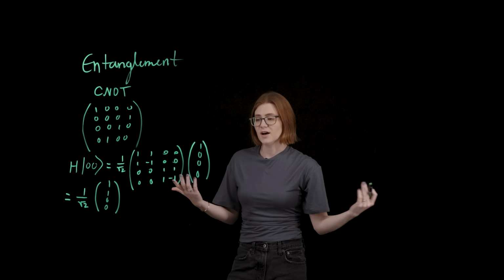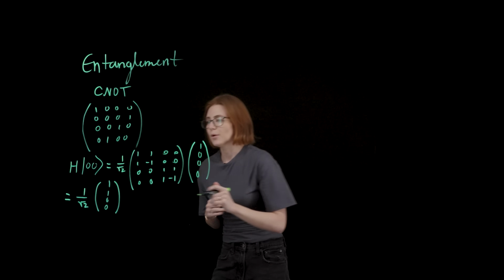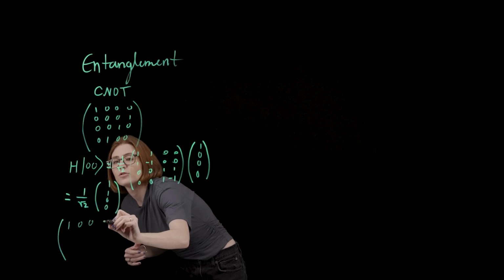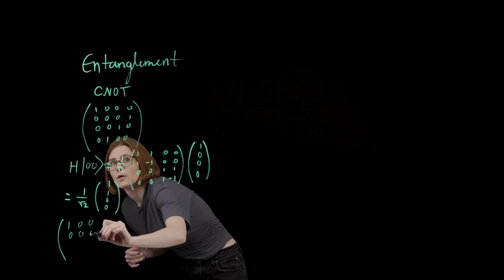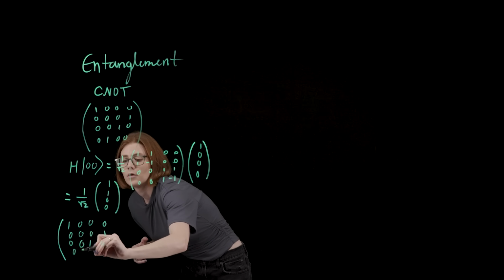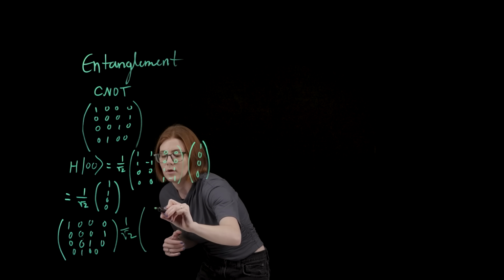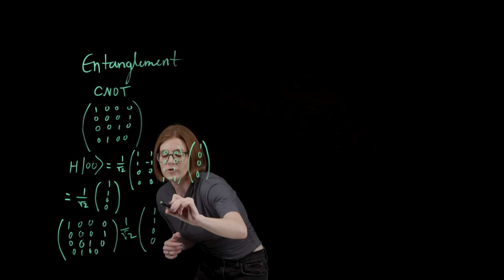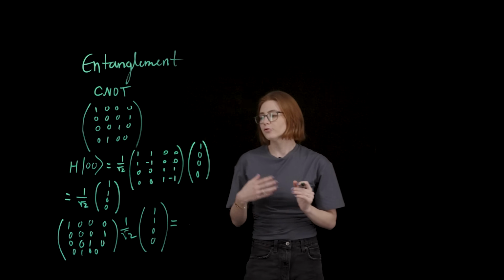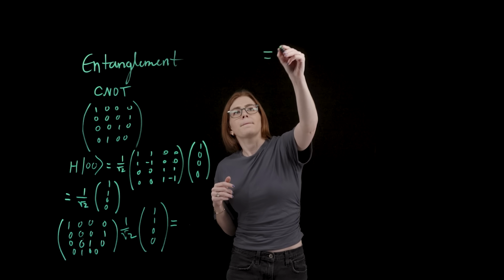We still have to apply the CNOT gate. So we'll multiply the CNOT gate by the state that we just created here. So rewrite our CNOT matrix. Can't forget the root 2. Do all that math again, and what you'll actually see, multiplying each of these 4 rows by this vector, is that we end up with this equation.